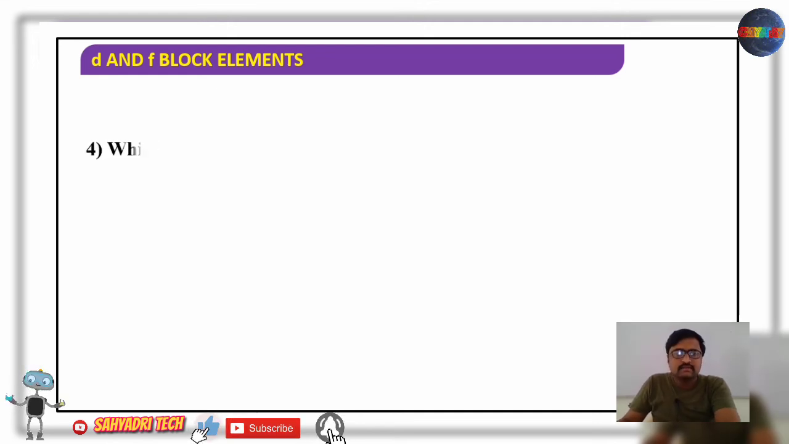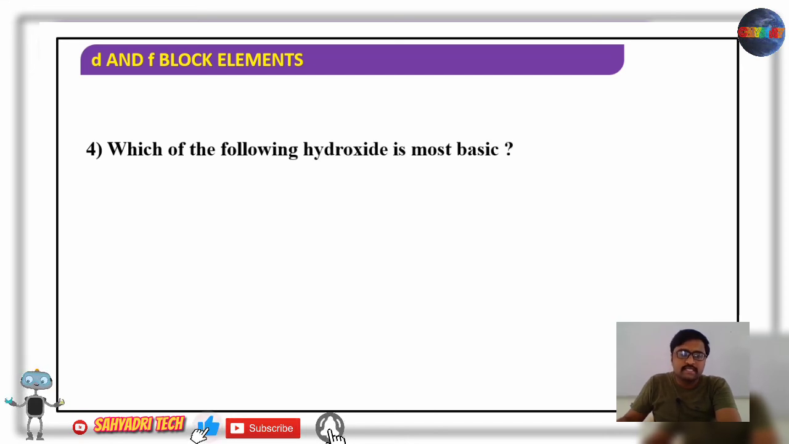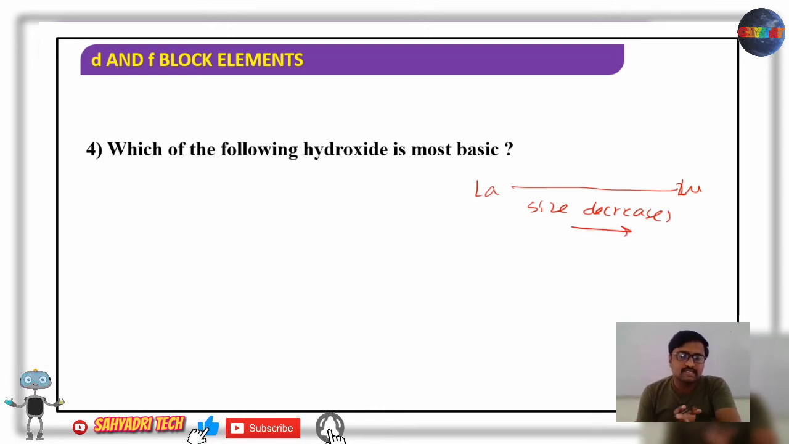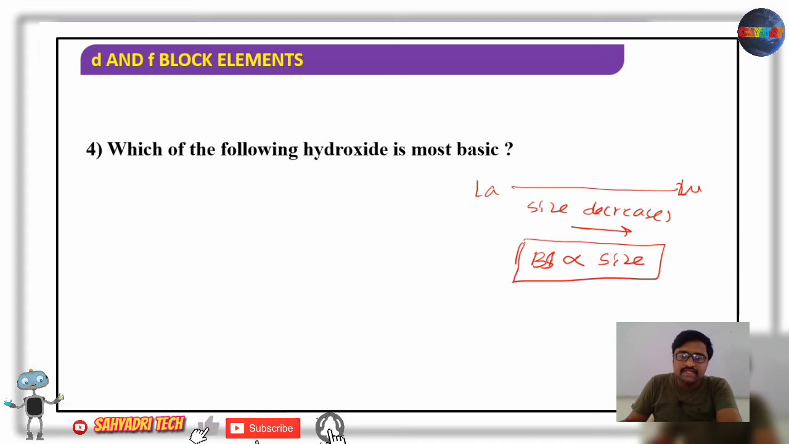Yes, the next one. Which of the following hydroxides is most basic? Yes, in the last session itself I have mentioned that. So what we said, from lanthanum to lutetium, what happens to the size? Atomic size decreases because of lanthanide contraction. Now basic strength depends on the size, right? Basic strength is directly proportional to atomic size. Means if size is more, basic strength is more. If size is less, basic strength is less.